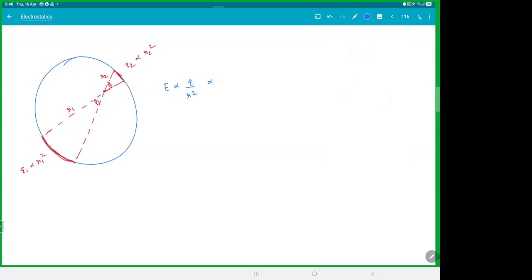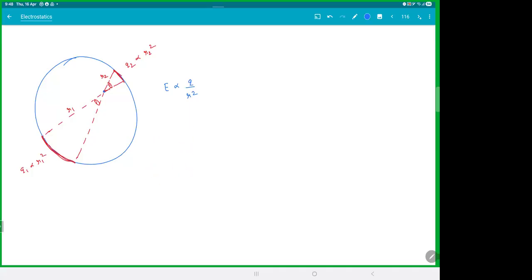And Q is proportional to again R square. So basically both of them will cancel out. So we get E1 is equal to E2, since Q1 by R1 square is equal to Q2 by R2 square. So that ratio will always cancel out.